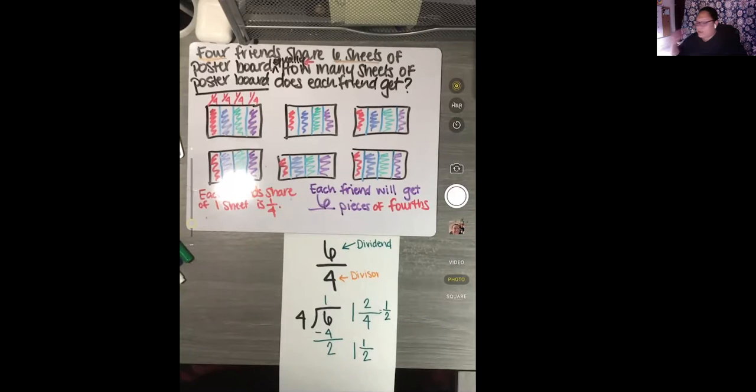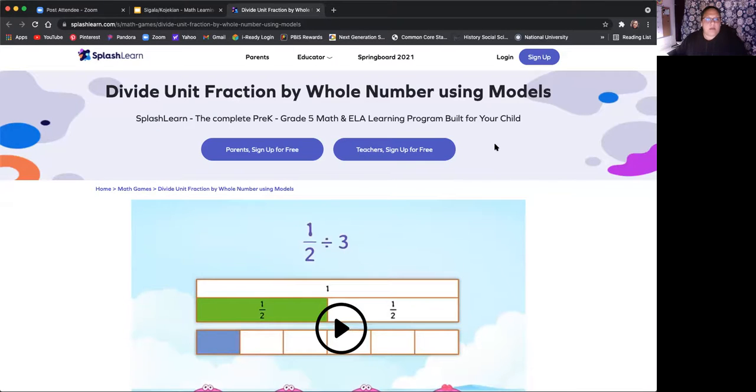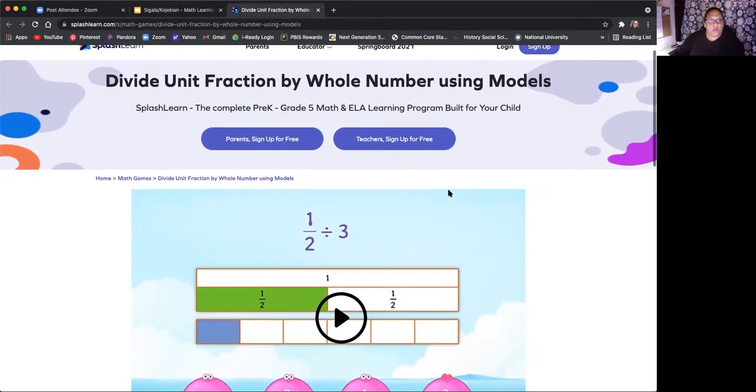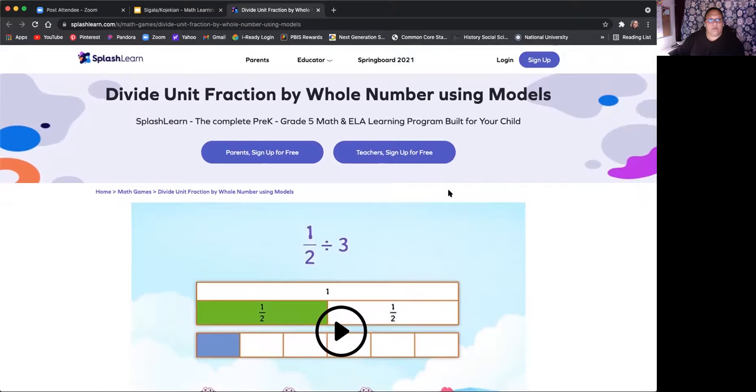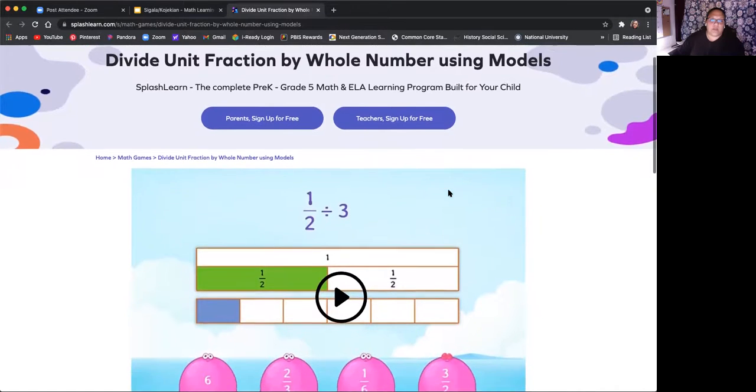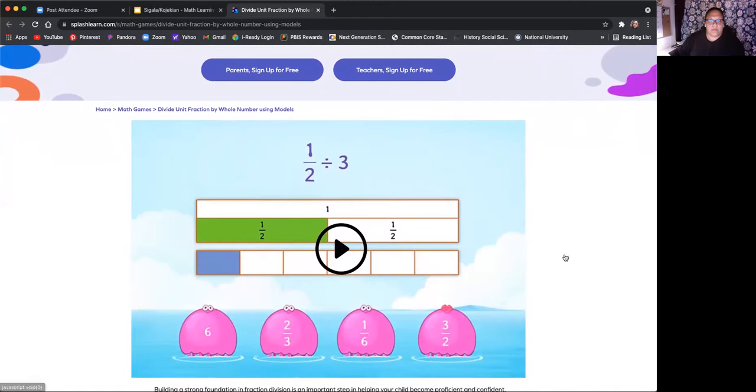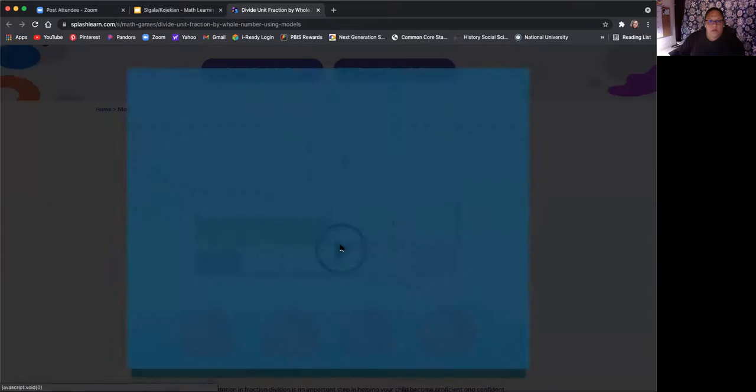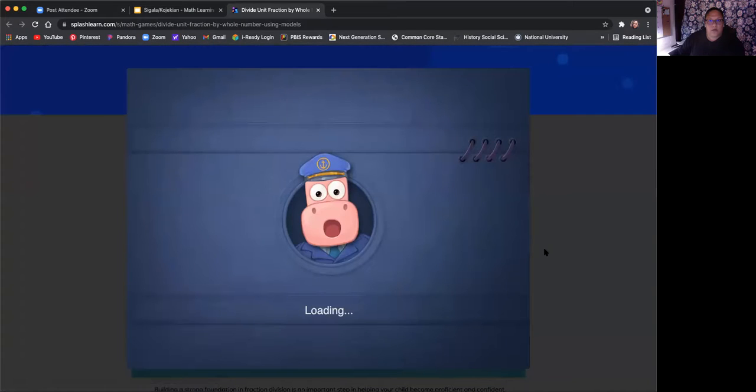Now to practice this a little further, I have a game that we would play. And this is the game that we would play on Splash Learn, Splash Math. Let it load up a little bit.